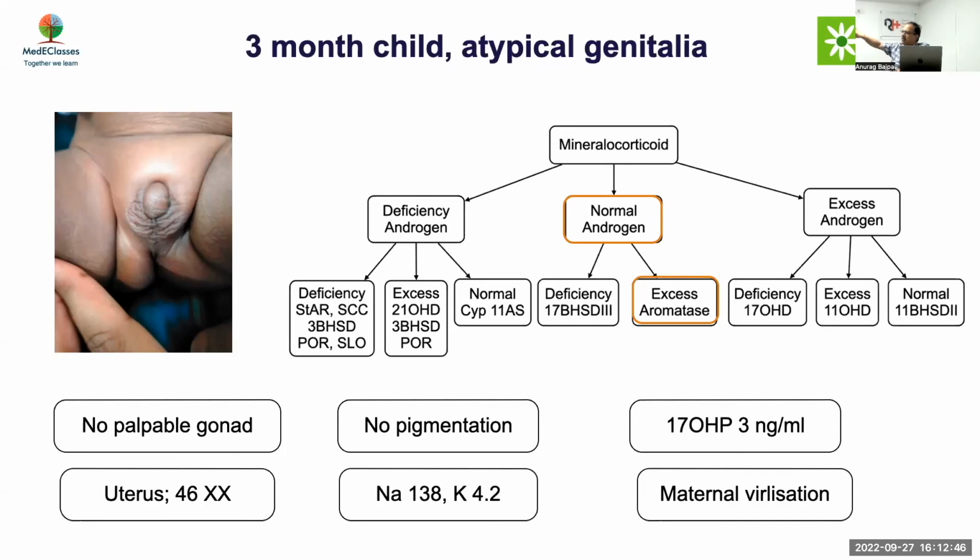So if you now look at this algorithm carefully, you just have to answer 2 questions: mineralocorticoid, low, normal, high, and androgens, low, normal, high. You will get these 8 different forms, and you will be easily able to identify them.